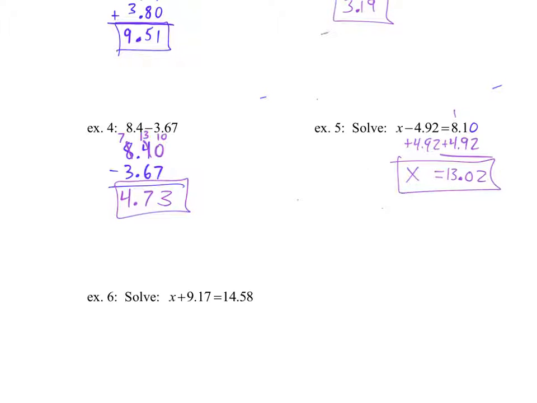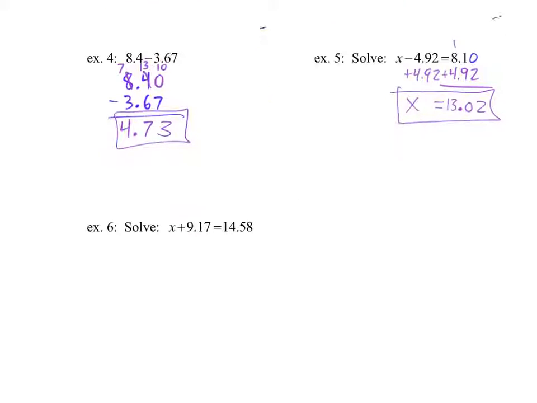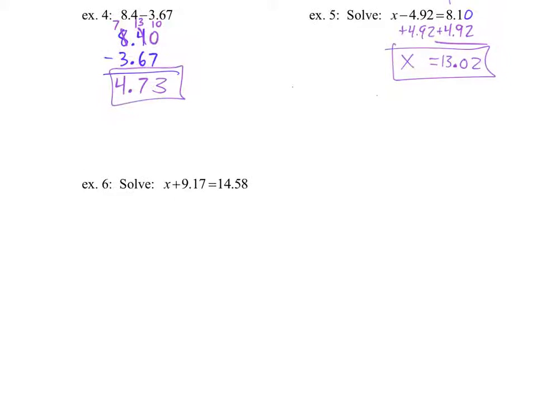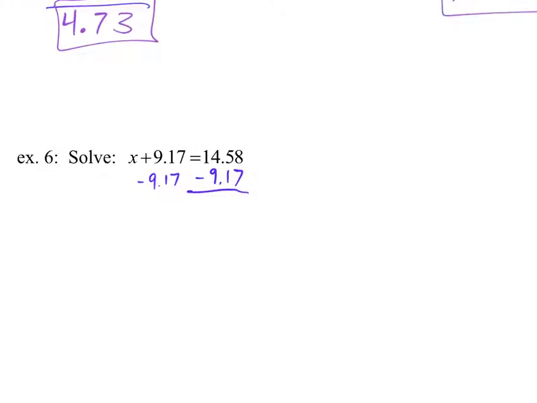So example 5. We okay on those? Yep. So kind of some carrying numbers over. Very last one. What do we do to both sides? Yep. Subtract 9.17. Nice. So I'm going to try to line up my number over here. Subtract 9.17. Maybe I'll make it a little bit bigger.